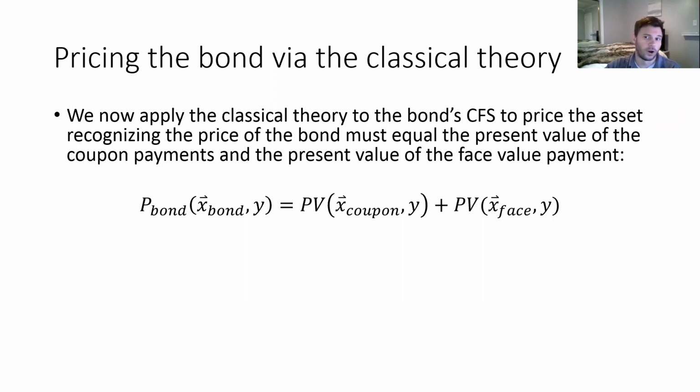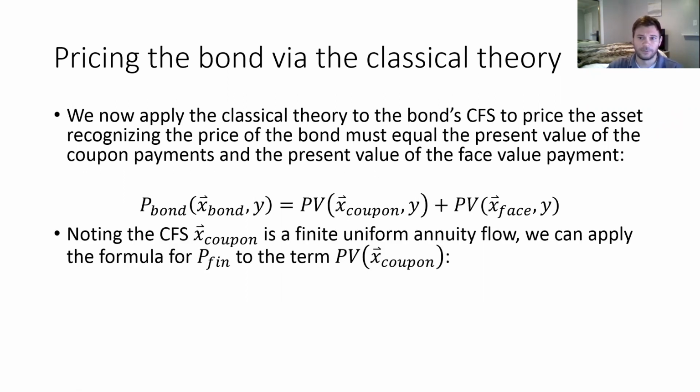We could use R, but as we're going to see later, there's a difference between the prevailing interest rate R and the actual yield on a bond once time passes from the purchase point. But this is the idea. We're going to compute the present value of the entire cash flow stream from holding the bond. And we're also going to note that that coupon stream was a uniform annuity flow.